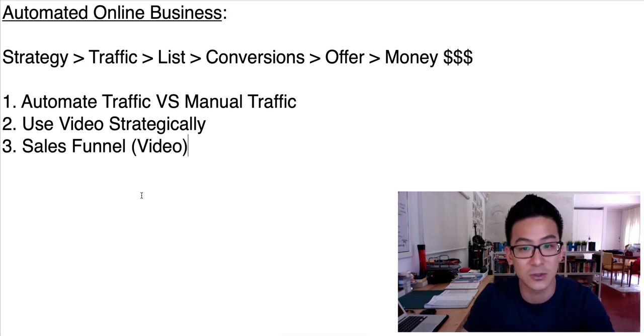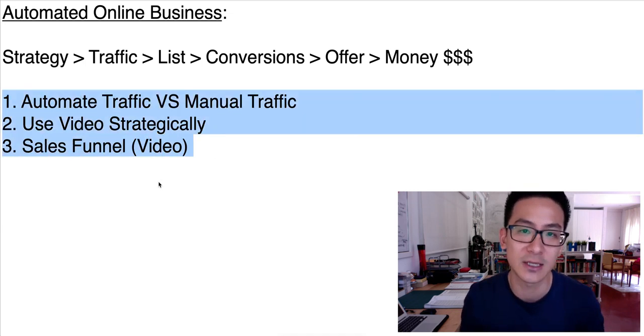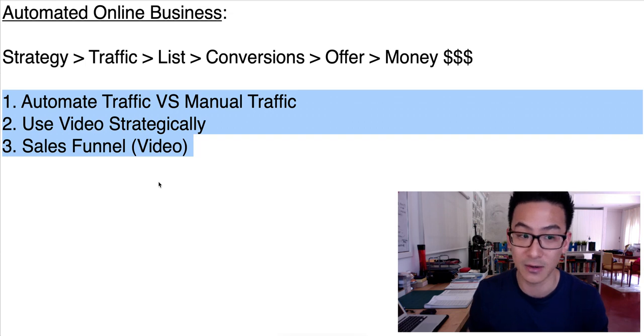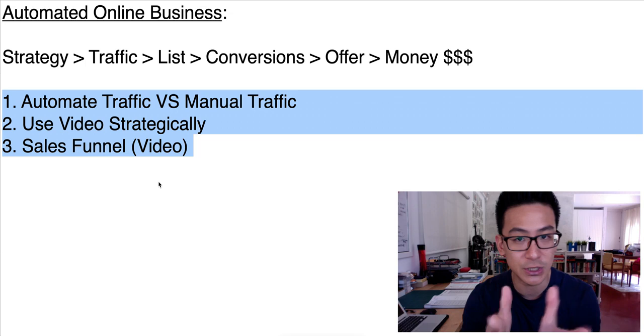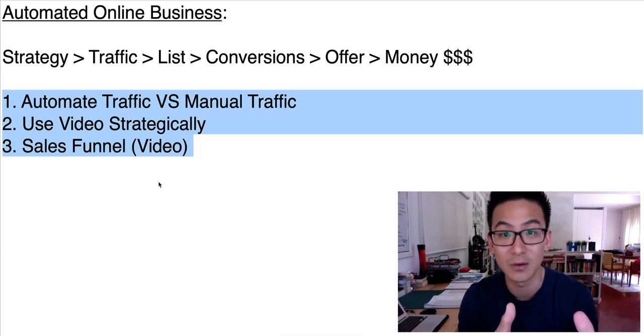And look, that's it. And then the last thing is you have your offer at the end that you sell. But this is the way that you automate your business on the internet. Really, it's that simple. It's not complicated at all, okay? So you automate your traffic, you use video in strategic parts of your business, and you make sure that you have a sales funnel that is there whether you're there or not.